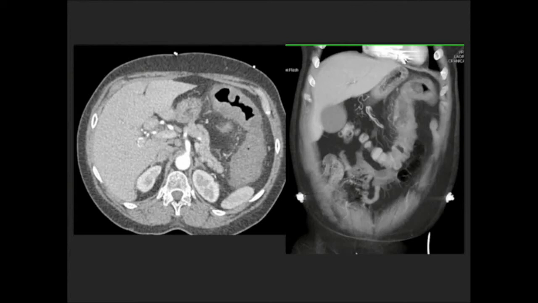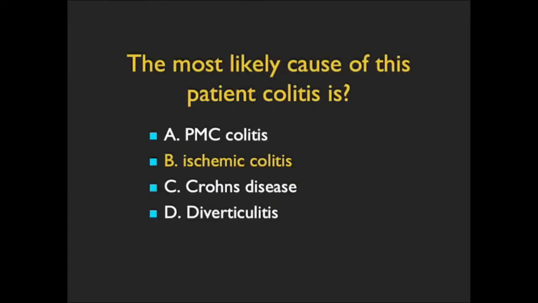This really doesn't look like Crohn's disease. It's almost too thick, and it's almost like thumbprinting. It's not diverticulitis. Based on location, based on the prominent thickening, based on the appearance, this is ischemic colitis. And indeed, this patient had ischemic colitis. This patient had surgery with resection. Just a very, very impressive example.